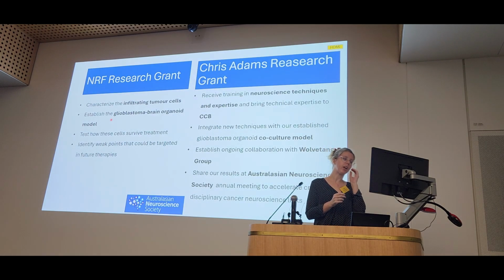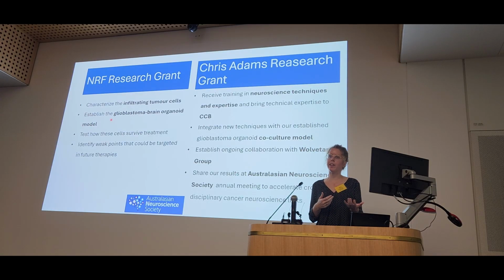So this has been funded by different NRF grants. It's particularly this NRF research grant in memory of Phil Matalone. And we're using this to characterize infiltrating tumor cells, establish this glioblastoma brain organoid model, and then to test how these cells survive the temozolomide treatment, for example, the radiation treatment, and find out how we can actually target them. Specifically, now we're seeing how they use these connections with neurons to survive, but all of these models give us lots of strategies to be able to test different approaches.